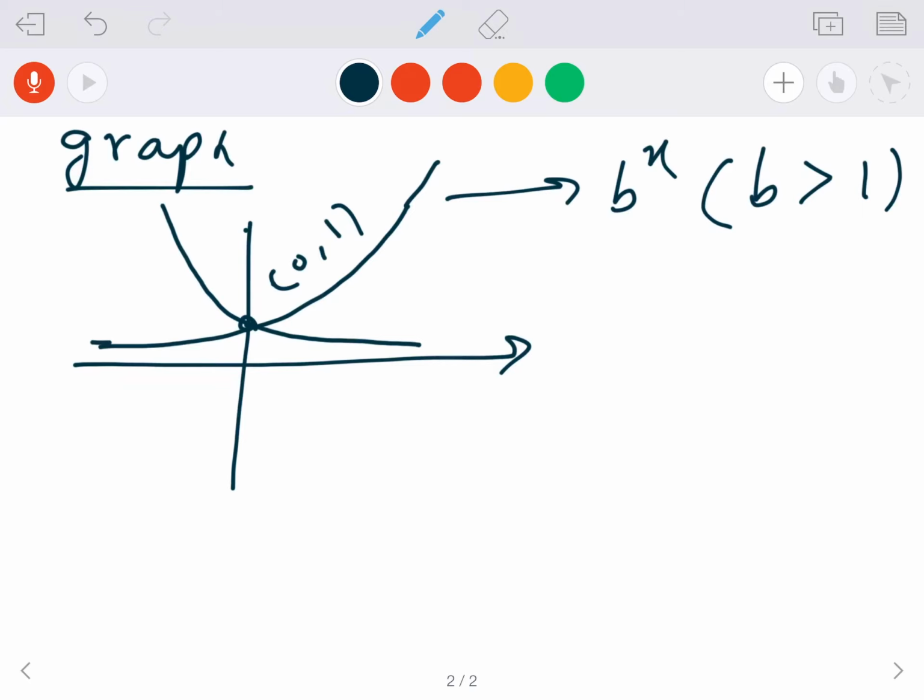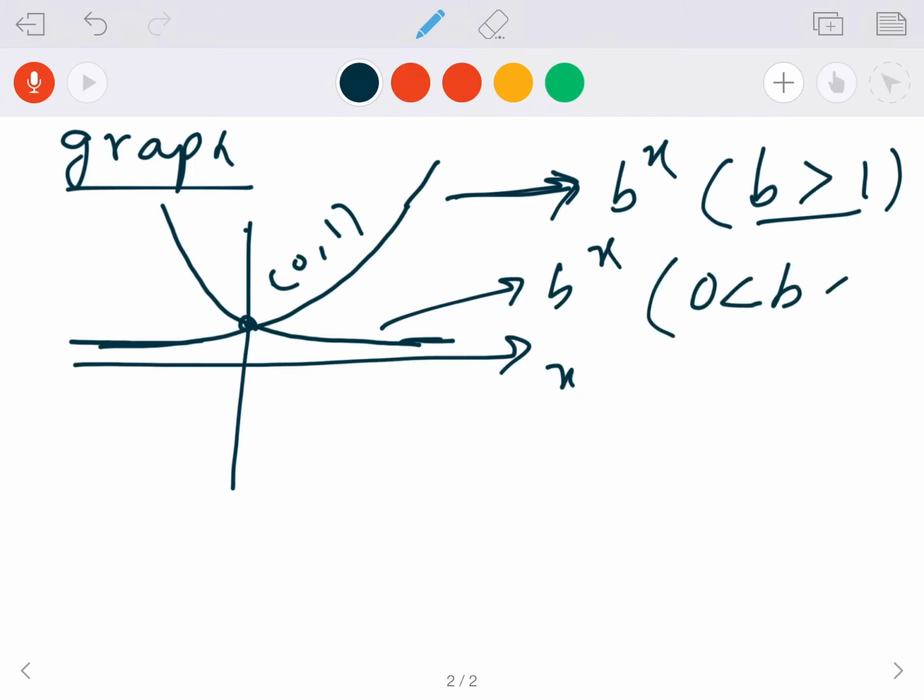Basically this one right here is never going to touch the x-axis, and neither is the other one. It will approach the x-axis, but it is never going to touch it. So this graph is when we have b greater than 1, and this other graph is the graph of b to the power x when b is greater than 0 but less than 1. Okay, so this is how the graph is going to look. The shape of the graph is always going to look like this.